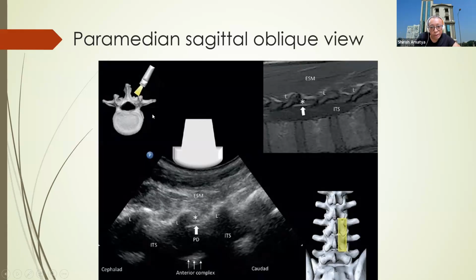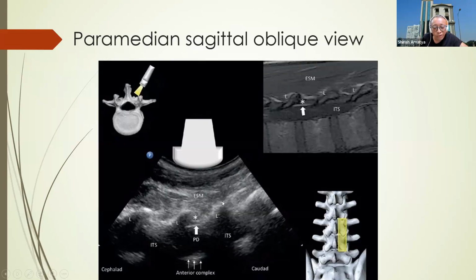So by tilting the probe slightly to the medial aspect in the paramedian sagittal articular process view, we can get this paramedian sagittal oblique view. And in this view, nicely we can see intrathecal space as well as anterior complex, which sir has already shown, which consists of posterior longitudinal ligament, vertebral body, and anterior dura. We can also see posterior dura. In between the posterior dura and ligamentum flavum, we can see epidural space.